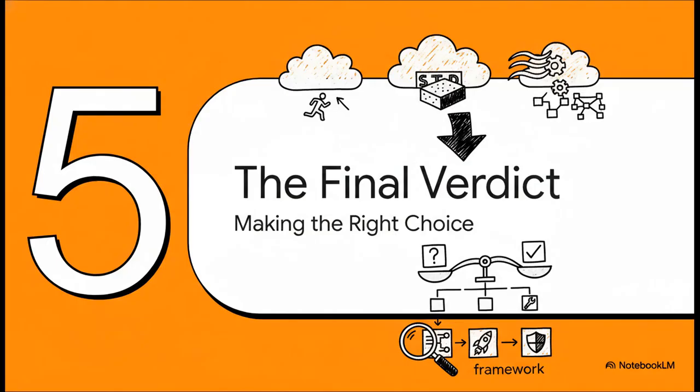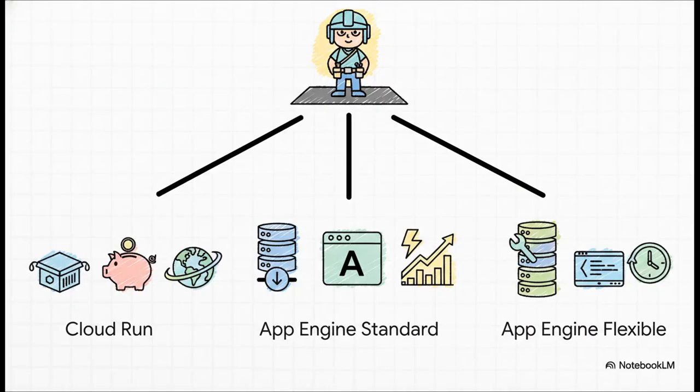Okay, now that we have the full picture, we can finally make a smart, informed decision. It's not just a simple choice between Cloud Run and App Engine. It's really a choice between 3 things: Cloud Run, App Engine Standard, and App Engine Flexible. So let's build a quick guide to help you choose the right one for your project. Here's how I'd break it down.